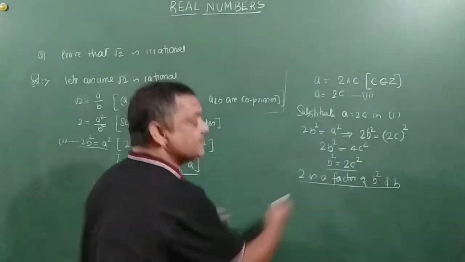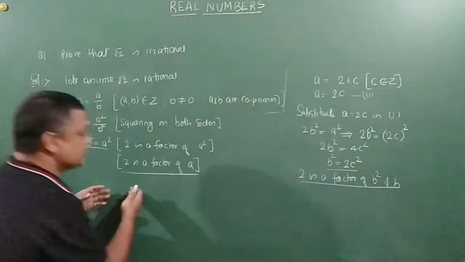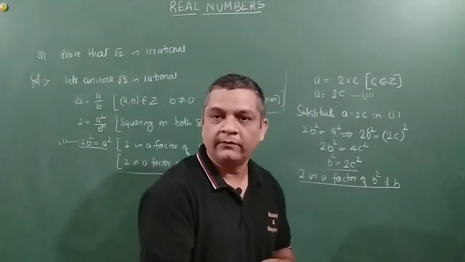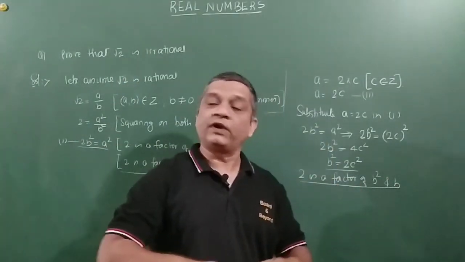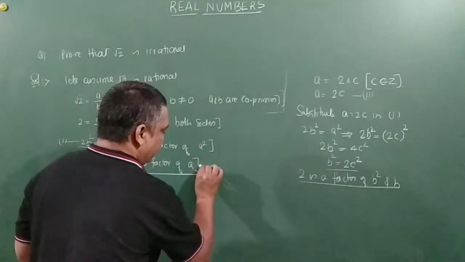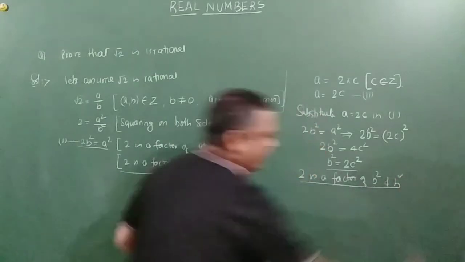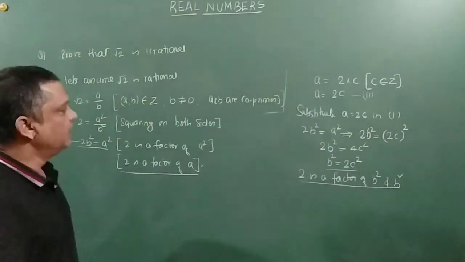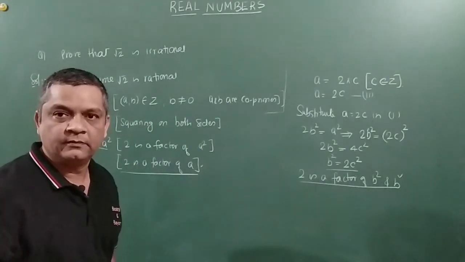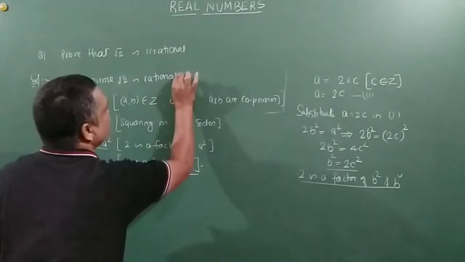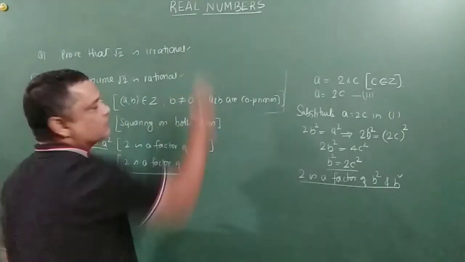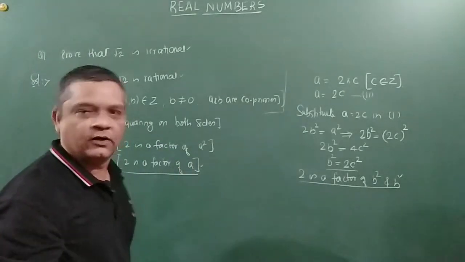But we have proved ourselves wrong, saying that 2 is a factor of A and 2 is a factor of B. So 2 became another common factor for A and B, which should not have happened, right? So with this statement and this statement, we will conclude that A and B are not co-primes, and hence what we assumed here is wrong, right? So whatever was given in the question is right. Got it?